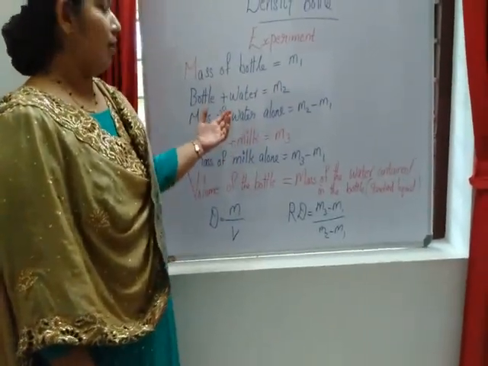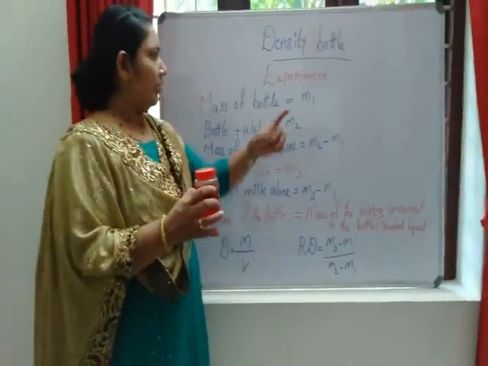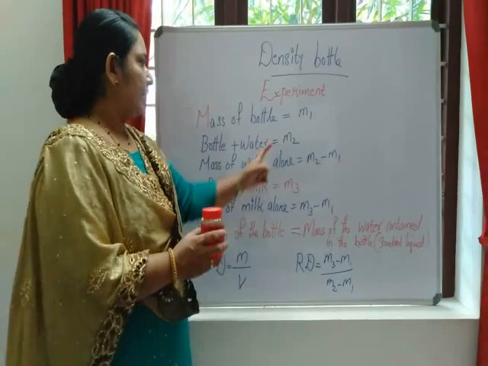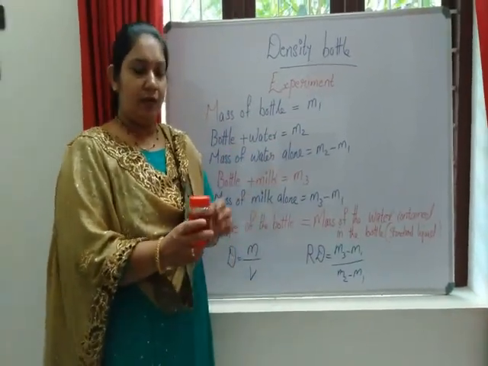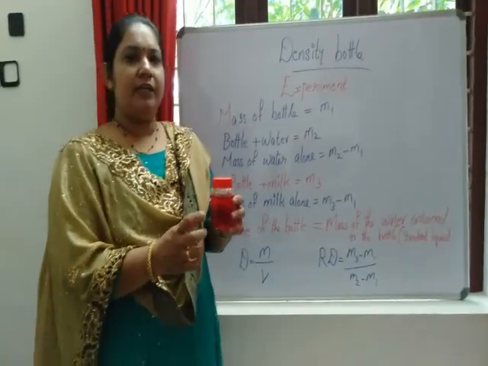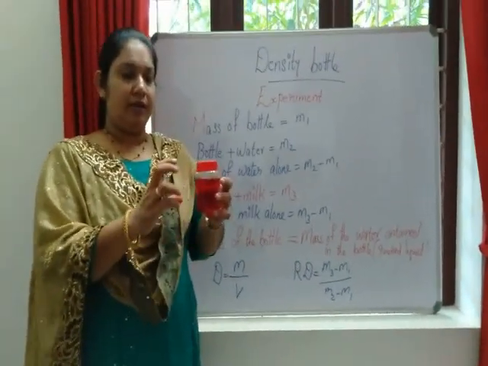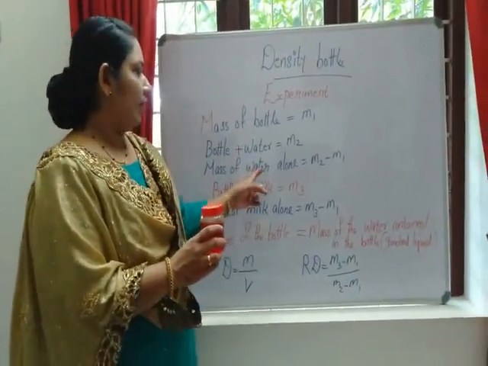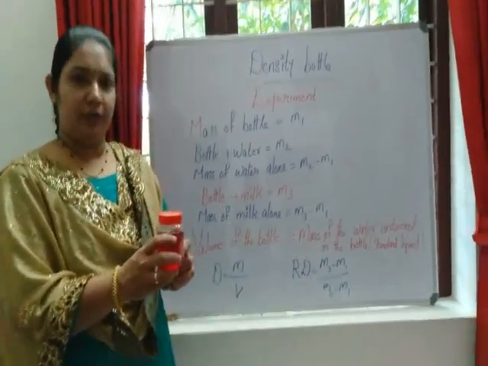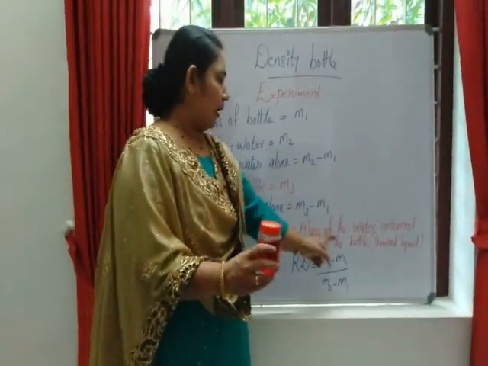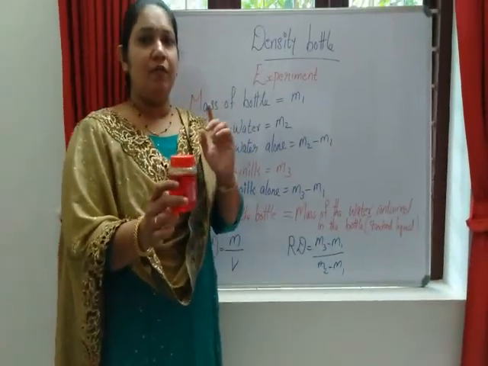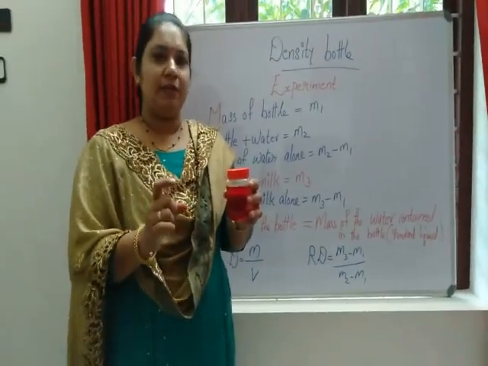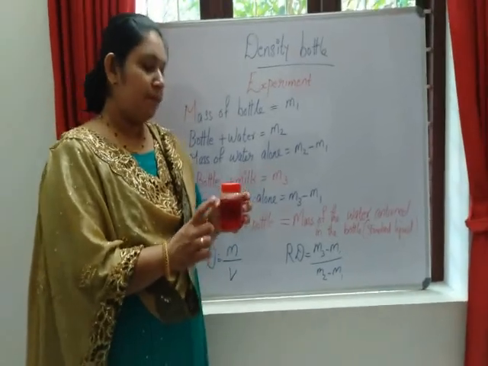So how will you calculate the mass of the water alone? Bottle alone is M1, bottle plus water is M2. So the mass of the water alone is M2 minus M1. And you have to keep in mind, since water is the standard liquid, the capacity tells how much water it contains. So the mass of the water alone we can take as the volume of the bottle. The volume of the specific gravity bottle or density bottle is the mass of the water contained in it.